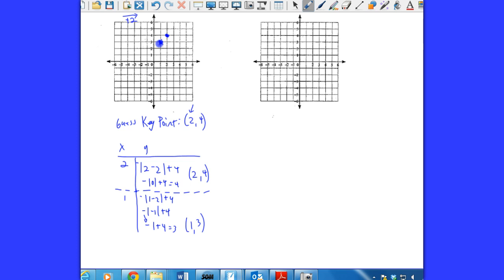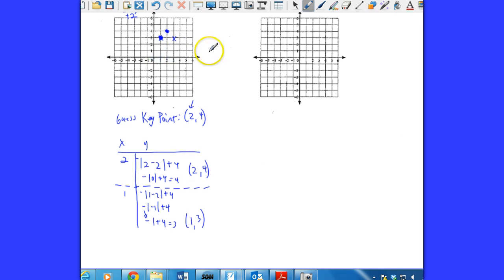All right, now let's check one more. I'm hoping that the next point is right there, around that key point. At 3, I'm hoping to get 3. Okay, so I'm going to guess x is 3.